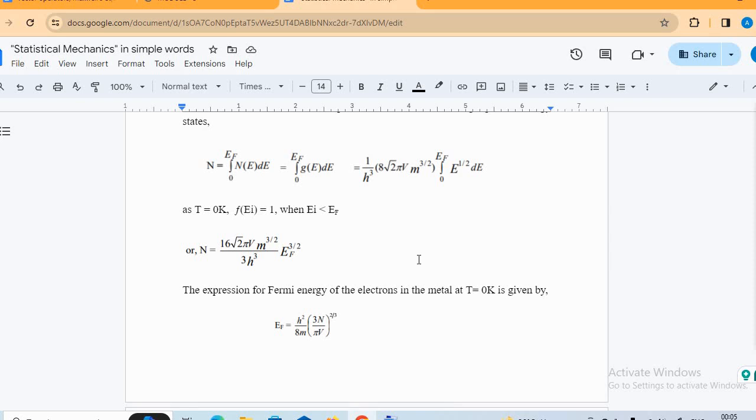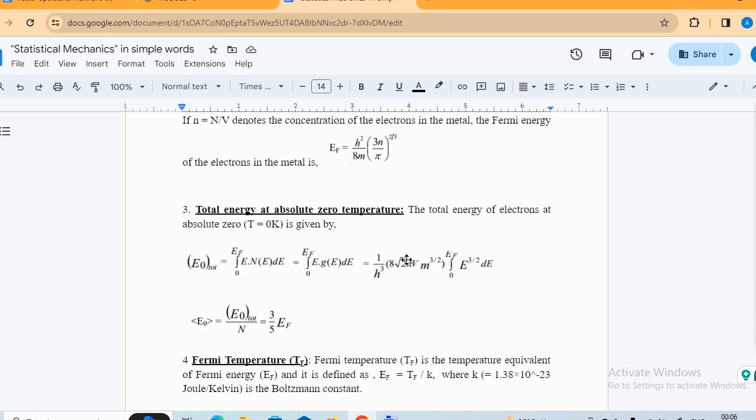Now the most important part is that N can easily be calculated using the chemical concept of Avogadro's number. So this number is known to us. If you are interested, you can calculate the Fermi level energy of the system. Just rearranging this gives you the expression of the Fermi level energy at 0. Now we can see this is N and this is V. What is V? V is the total volume of the system. So the total number of particles divided by volume gives you the concept of density. If you know the number particle density, you can calculate the Fermi level energy of the system.